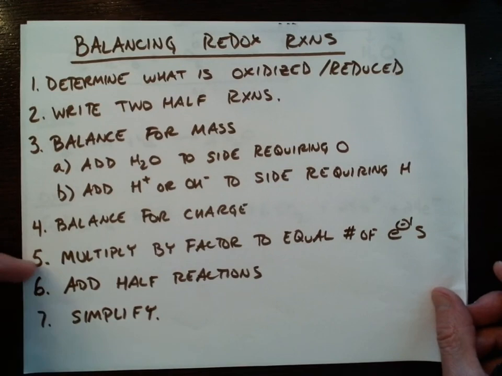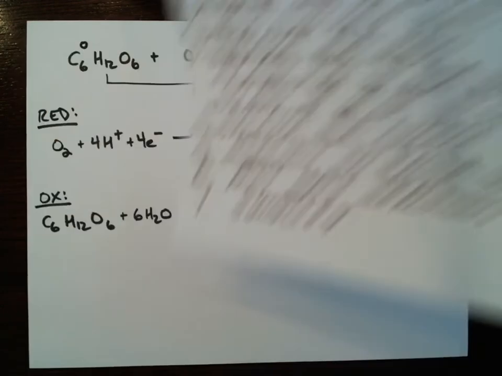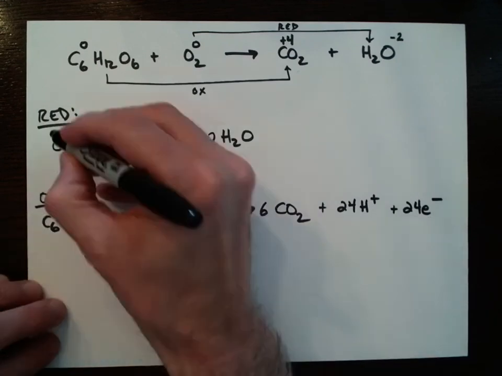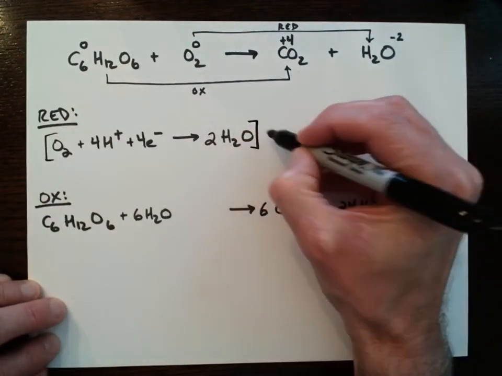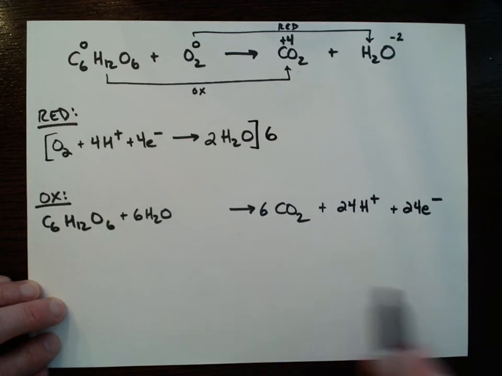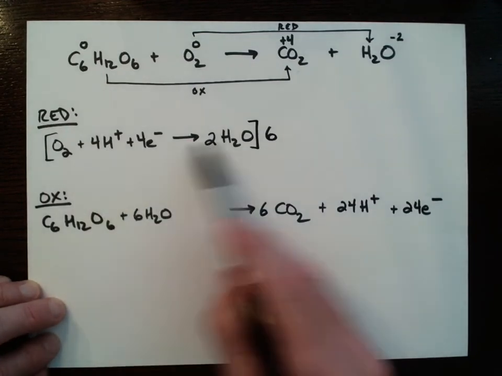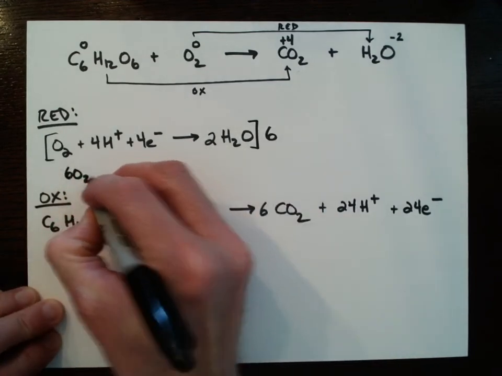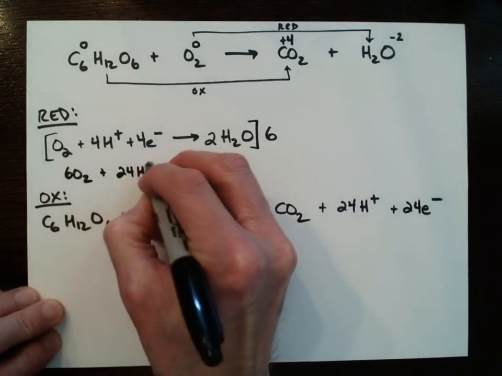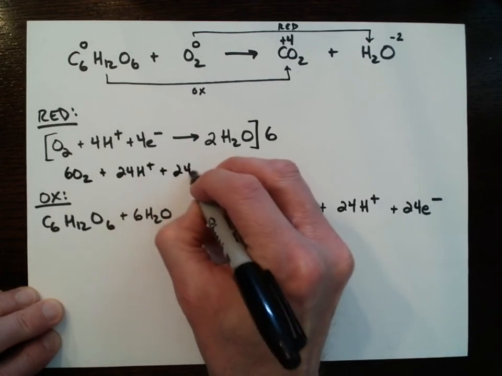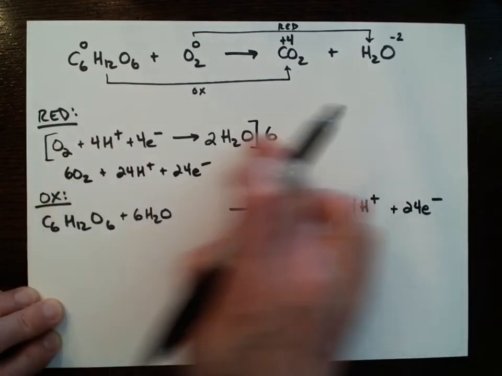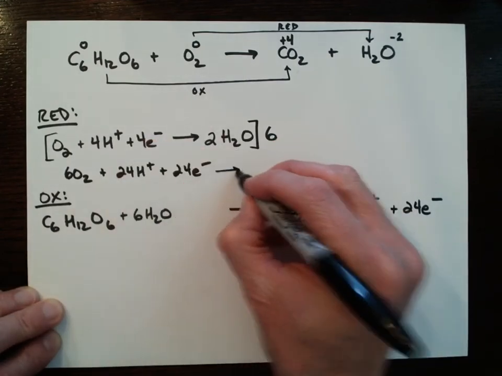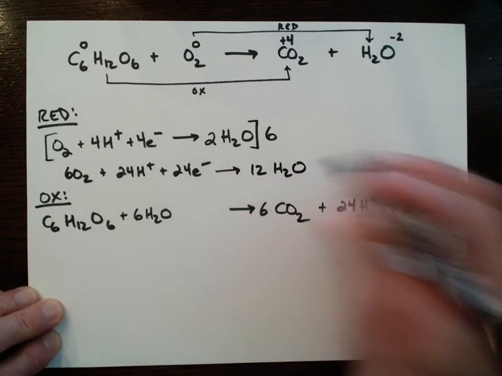Now I need to multiply by a factor to get my electrons in both half reactions equal. Let's see, I need 24 electrons out of 4. I got to multiply this whole side by 6, don't I? I sure do. And if I do that, I'm going to have, yep, 24 electrons. So I'm just going to write this equation. It's going to be 6O2 plus 24H+ plus 24 electrons. 6 times that's 6. 6 times that's 24. 6 times that's 24 electrons. And that's going to go to 12 waters.